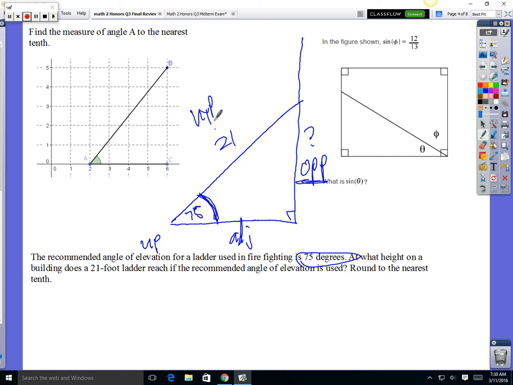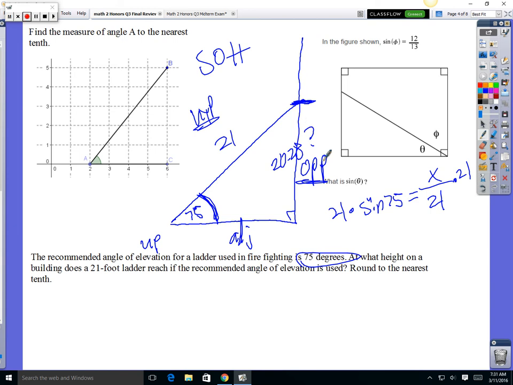So we got to use opposite and hypotenuse. That's sine. So you got to do the sine from 75 is equal to x over 21. Okay, now solve for x, so undo the division. Times by 21, times this by 21, so 21 times sine of 75, and that will reach a height on the wall of a little over 20 feet, 20.28 feet. Okay.